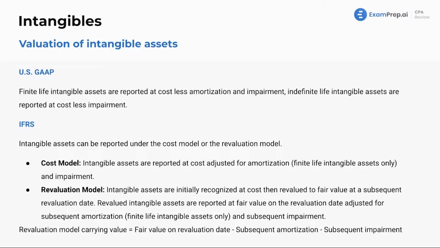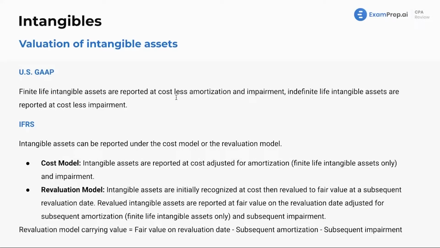All right, now we are moving on to the valuation of intangible assets. We've got two processes, two methods. We've got GAAP and IFRS. So under US GAAP, finite life intangible assets, so these are intangible assets that will essentially cease to exist after some time, such as patents, right? Patents are going to expire, are reported at cost less amortization and impairment.